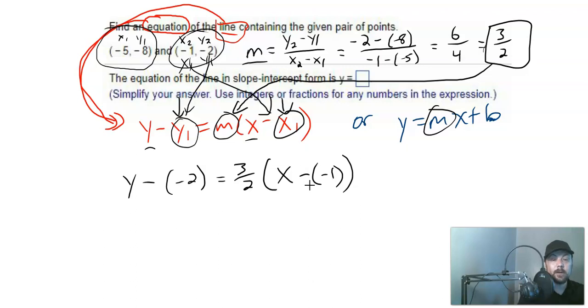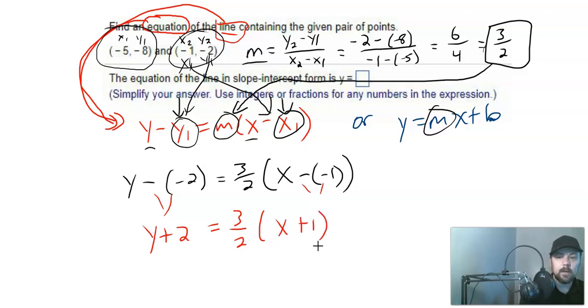And the first thing you should do here is simplify those double negatives. Don't distribute the 3/2 yet. This is a mess. Let's simplify that first, then we'll distribute. Same thing over here. So we're going to get y plus 2 equals 3/2 times x plus 1. All right. Then I will distribute the 3/2. Now you might say, what? So let me kind of back up a little bit here.